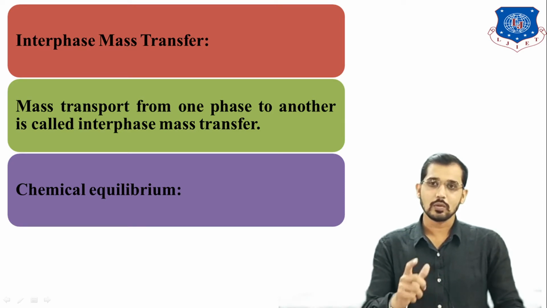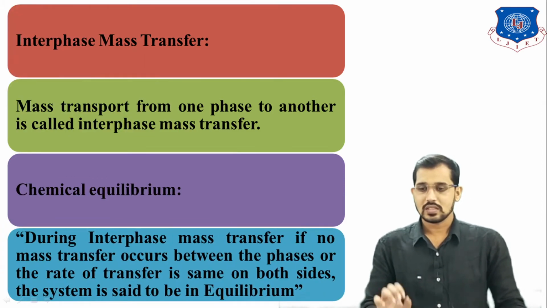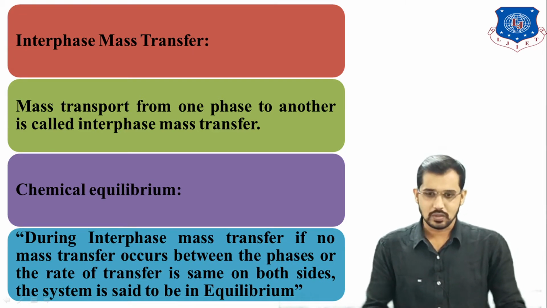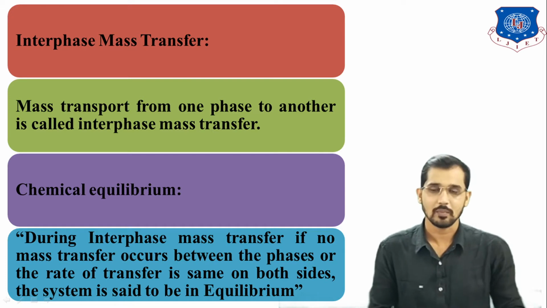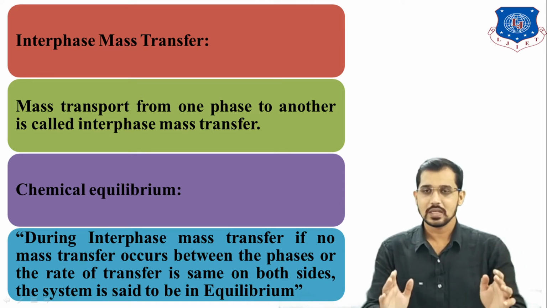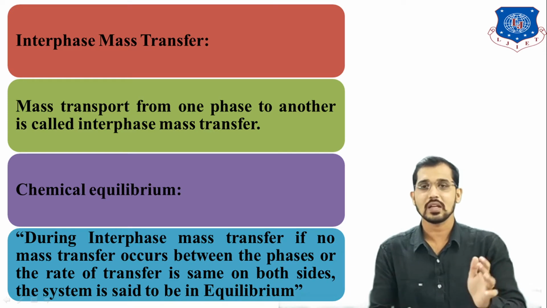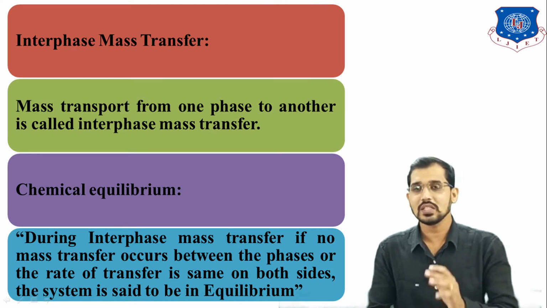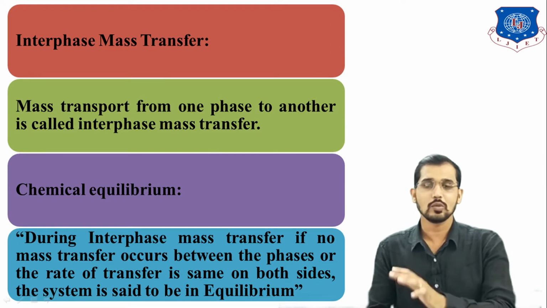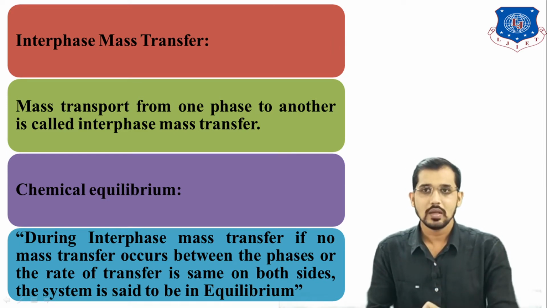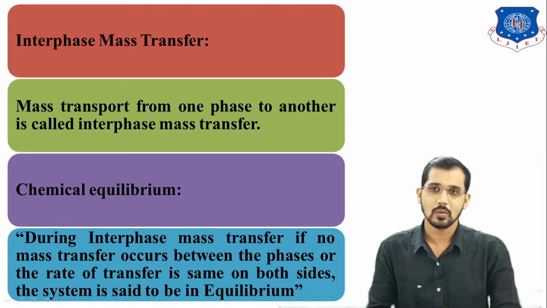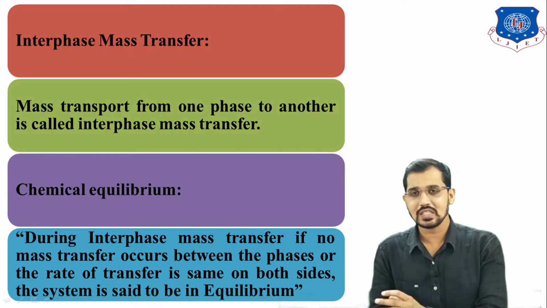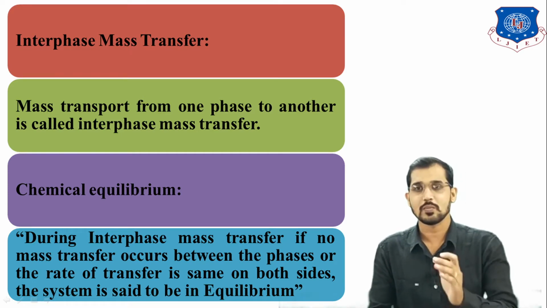So here we are going to consider the gas absorption principle. You can see here, during interphase mass transfer, if no mass transfer occurs between the phases, or the rate of transfer is the same on both sides of the system, it is said to be in equilibrium. What is the meaning of this? Suppose there are two phases, gas phase and liquid phase, separated by the interphase, and suppose there is a movement of the particle from the gaseous side to the liquid side. For example, in gas absorption, one of the components of the gaseous mixture is removed by the liquid stream. So here the movement of the molecule from the gaseous stream to the liquid stream is available, and both phases are separated by the interphase.